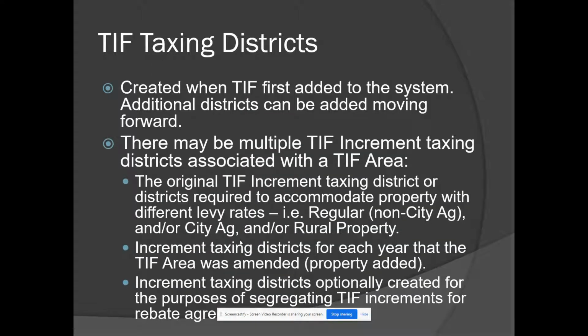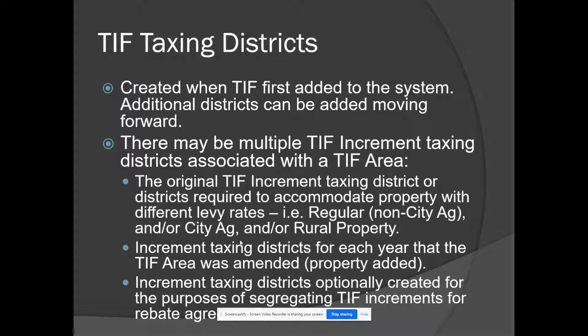And keep in mind, the reason why you would be creating the new TIF districts, they're created first when TIF is first added to the system. So the first time that you as a county auditor are alerted that a TIF authority in your county is going to be dividing revenue for TIF, at that point, you must add your tax increment financing tax districts. There may be more than one tax district, right?